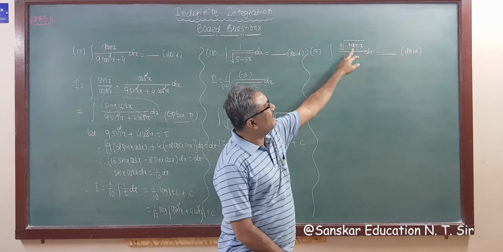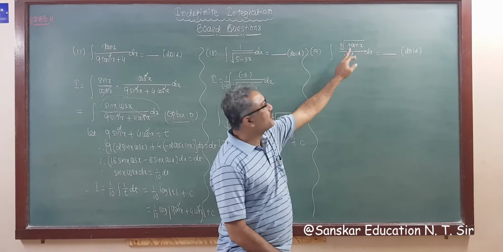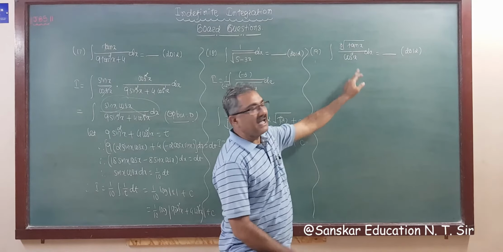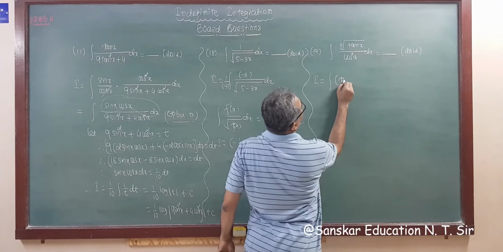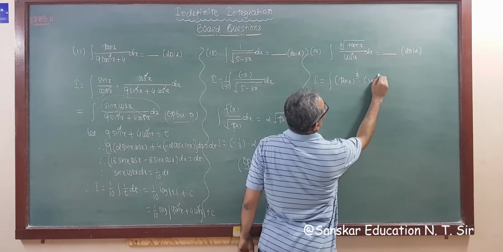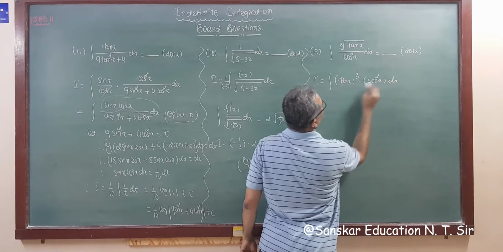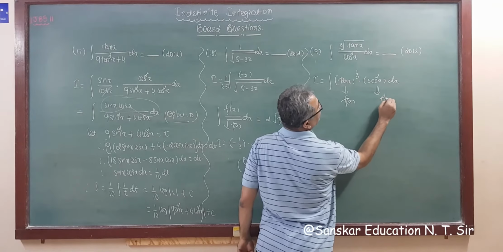So if we assume tan x, the derivative of tan x is sec square x. Here is sec square x. So this is f(x), this is f dash x. So this will be written as integration tan x raised to 1 upon 3 into sec square x dx. So this is f(x) and this is f dash x.